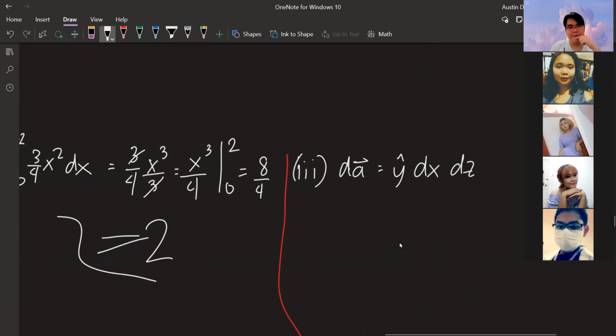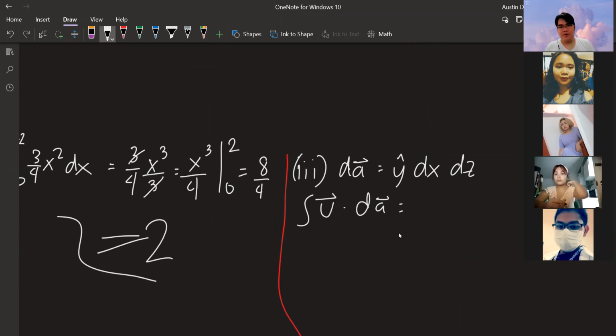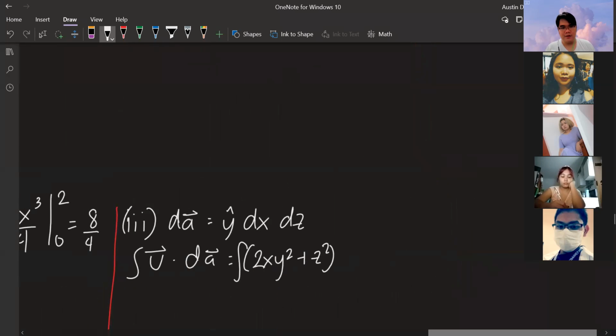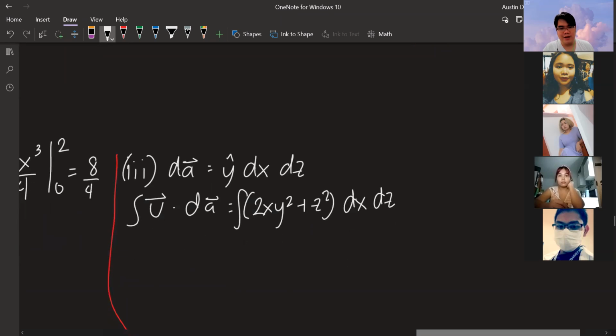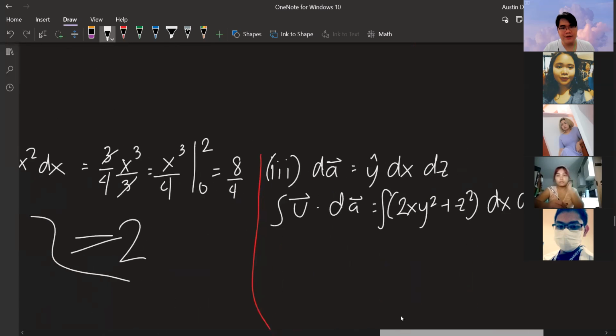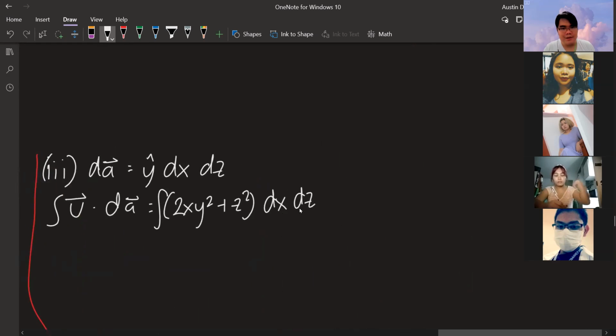So, the integral lang pala, sa v dot dA is just 2xy plus z squared. Tama ba? Tama pagkakaalala ko. Then, tinanggal ko na yung y hat kasi mag-multiply lang naman sila normally. Dx, dz, para mas mabilis tayo. Now, double checking, balik tayo. 2xy plus z squared. Okay, tama naman. So far, so good. Okay, mas mahirap na integral natin yan.